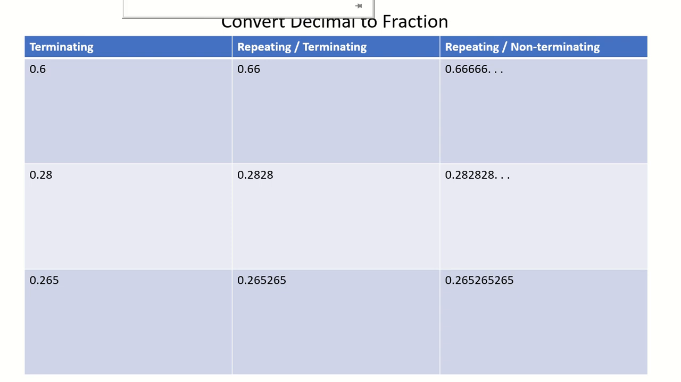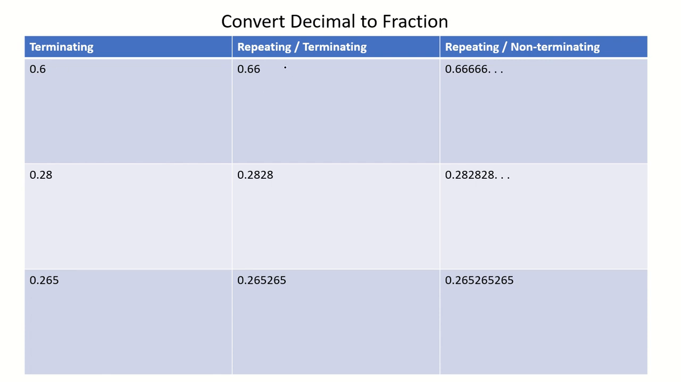In this video, we're going to learn how to convert decimal numbers to fraction forms. Let me start by saying the different types of decimal numbers, and they are terminating, repeating and terminating, and repeating non-terminating. There's another one, but that's not included in the video for today. Let's start with the first one, 0.6.